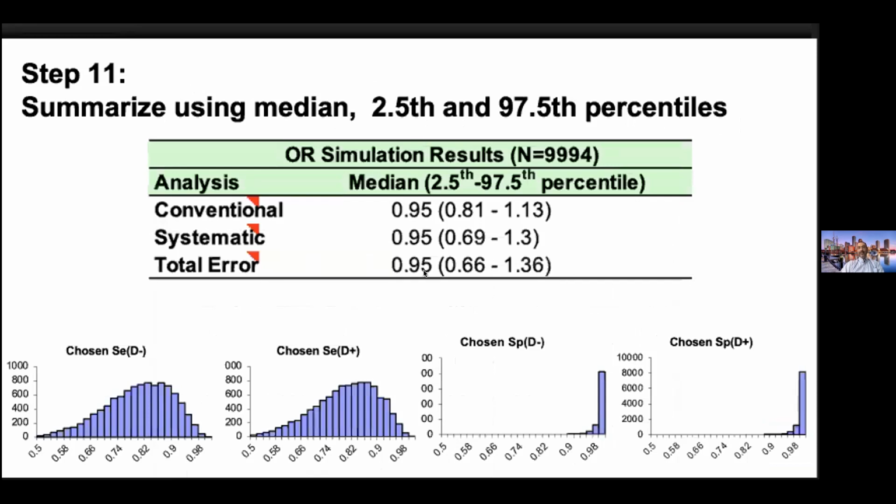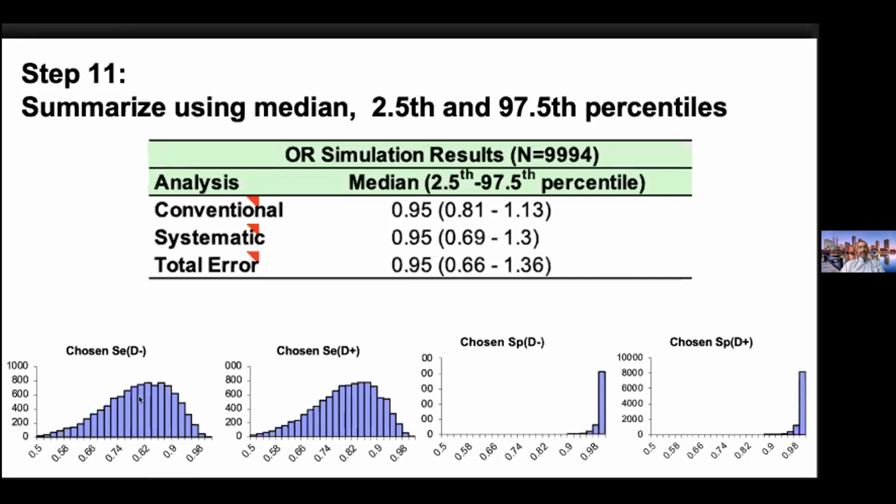The median value is 0.95. Again, suggesting that the bias was towards the null, the adjusted estimate is away from the null, but in this case, indistinguishable, because when we round, the observed estimate was 0.952 as well. So in this case, you're observing almost no change in the point estimate.